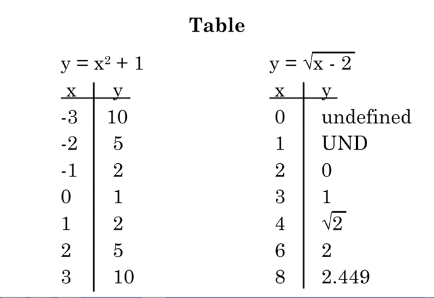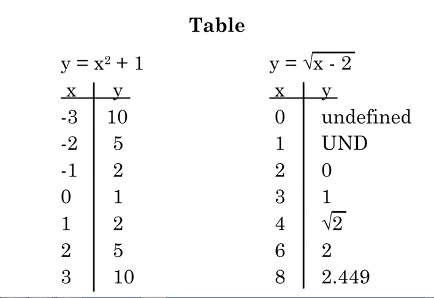Plug in the x value, you get the y value out. Now, with the square root function, something interesting happens. I don't start with -3. Because if I plug -3 into my function, -3 minus 2 is -5. Are we allowed to take the square root of negative numbers? No, you cannot take the square root of a negative number. You can only take the square root of positive numbers and 0. So I didn't start with -3. I went ahead and I went down to 0.